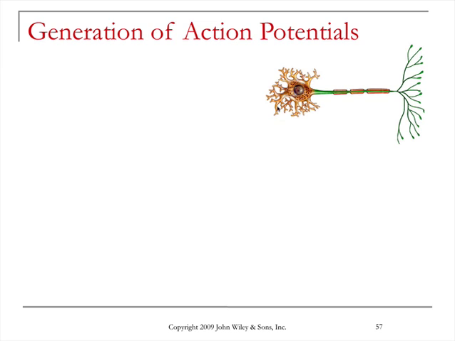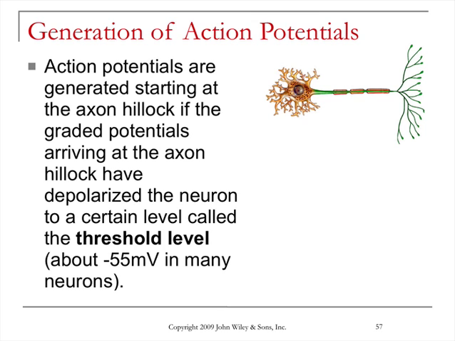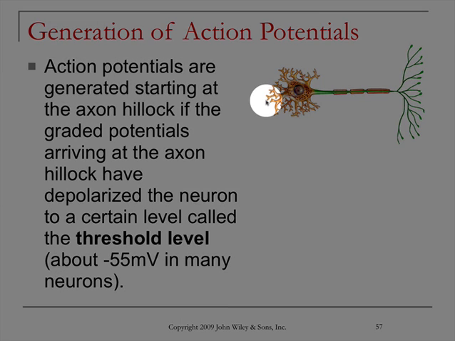Here we have a neuron, and we have the dendrites, the cell body, and the axon. You might remember from the laboratory portion of the course that there's a portion of the axon at the beginning called the axon hillock, and we'll talk about that a little bit later on. Action potentials are generated starting at the axon hillock if the graded potentials arriving at that axon hillock have caused the neuron to depolarize to a certain level called the threshold level, which is approximately -55 millivolts in many neurons.